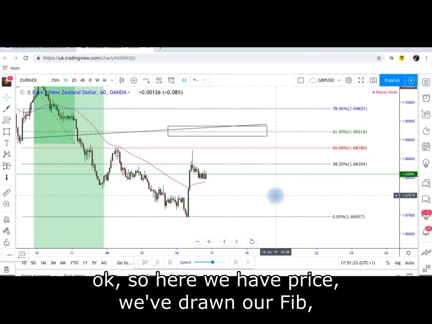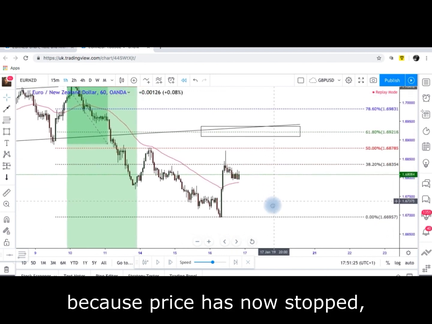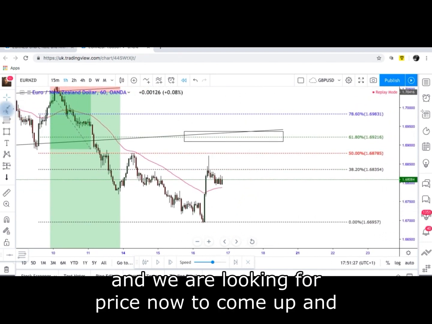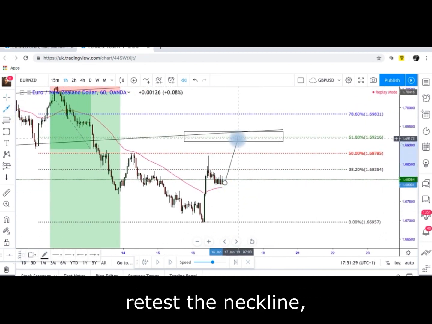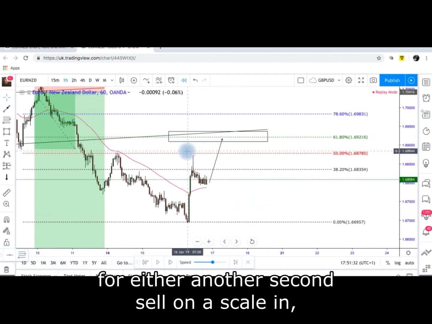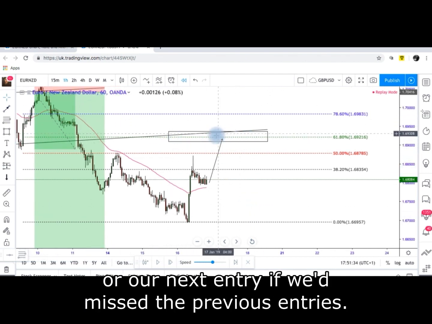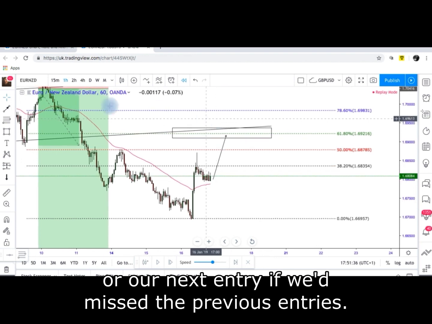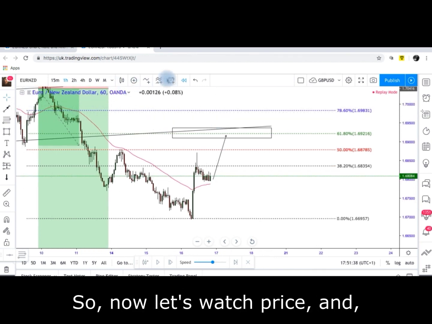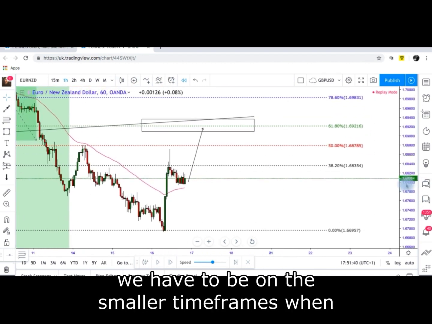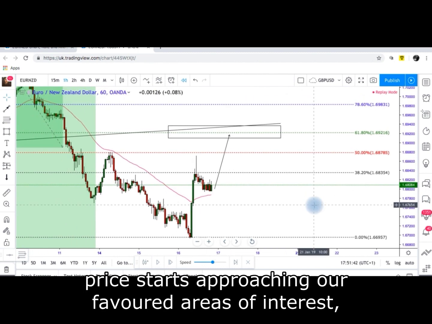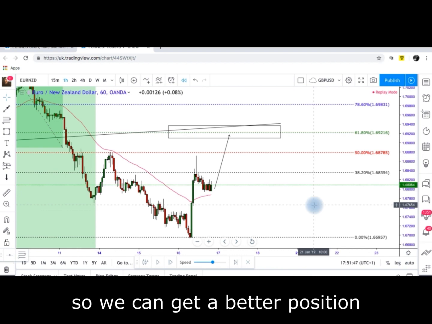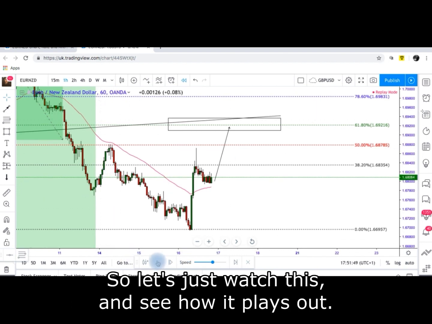Okay, so here we have price. We've drawn our fib because price has now stopped. And we are looking for price to come up and retest the neckline for either another second sell and a scale in, or our next entry if we'd missed the previous entries. So now let's watch price, and we have to be on the smaller time frames when price starts approaching favoured areas of interest so we can get a better position. Let's just watch this and see how it plays out.